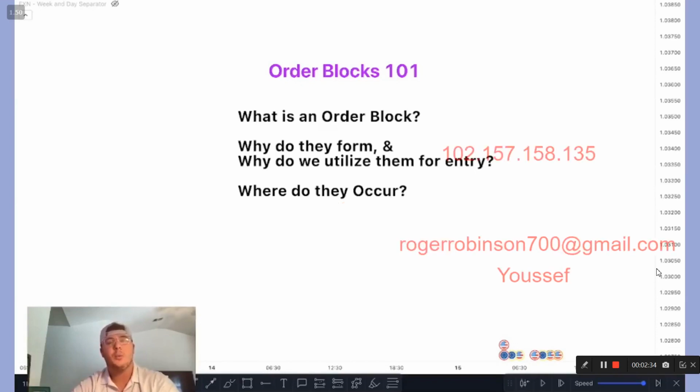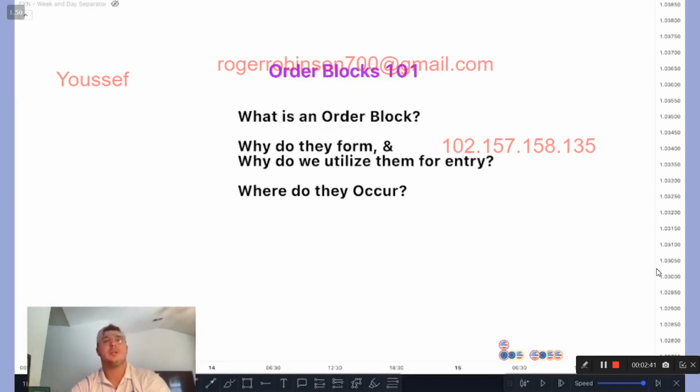But in order for us to go any further, understanding specifically where they occur, because we know the general area, we need to first dive into the anatomy, understanding the first and most important thing that helps us understand what order blocks are, and those are imbalances. So the first question is, what is an imbalance?